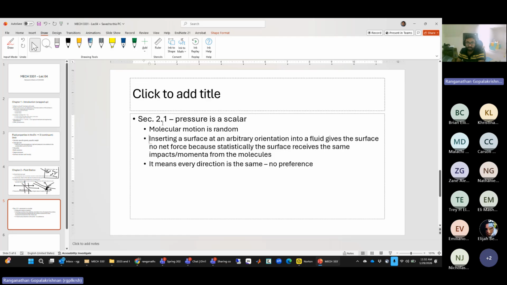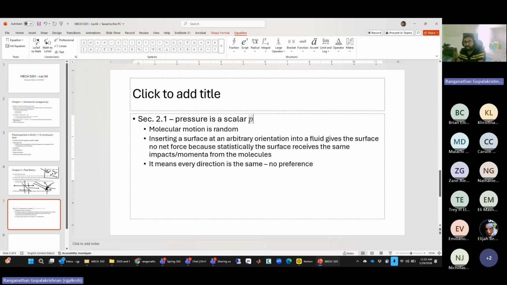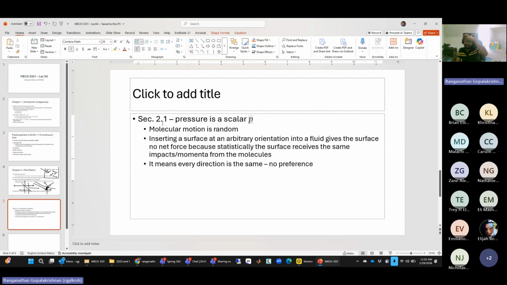Okay, so we usually use the letter lowercase p to denote pressure. And as we'll see later, pressure for liquids is slightly different from pressure for gases because of compressibility. We'll get to that. Okay, so that's section 2.1. Section 2.2. Okay, 2.2. We talk about a basic equation for pressure field. So pressure at a point, okay, that is a single value. We talk about, sorry, pressure at a point.